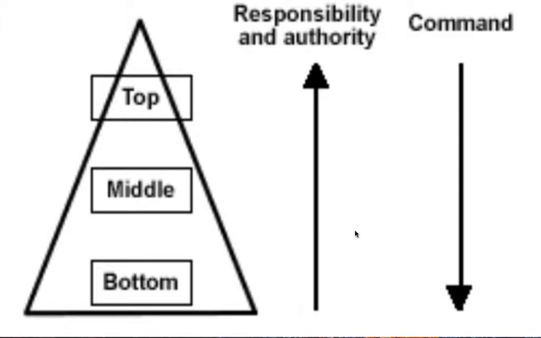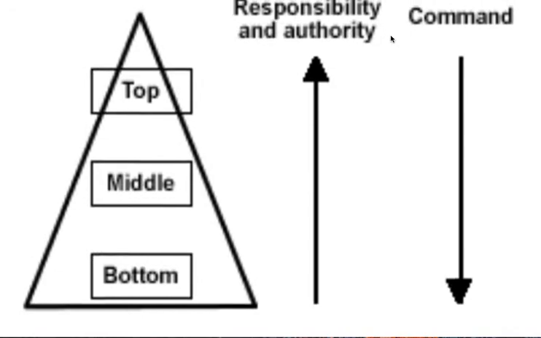As one moves up the organizational chart, the level of responsibility and authority increases, whereas as one moves down the chart, the level of command decreases, and vice versa. This can be seen by the arrows upwards and downwards corresponding to the responsibility and authority and corresponding to command.